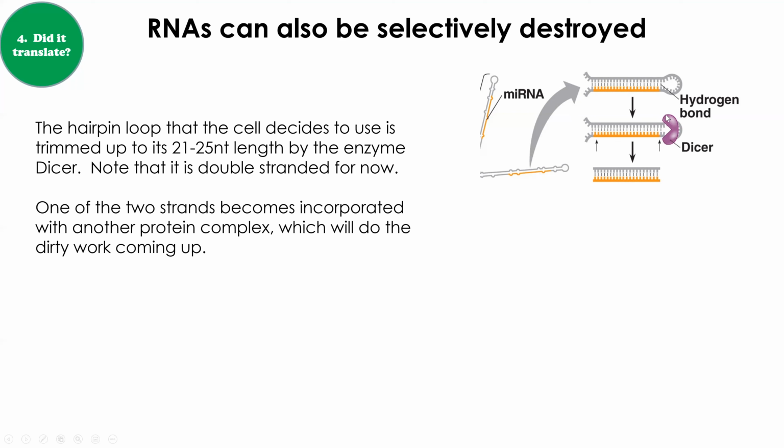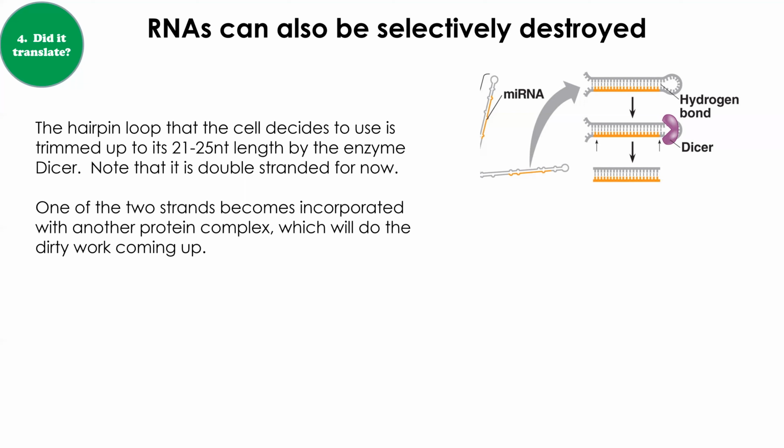Okay, so dicer comes in, notice what happens. It cleaves off this loopy part. It's going to trim up the ends. We're just looking at this orange part right here. So we've trimmed off all of this, trimmed off the loop, okay? And one of these two strands, presumably the orange one, and that's why it's labeled, is going to become the functional part of this, okay? So the other strand, who cares what happens to it?